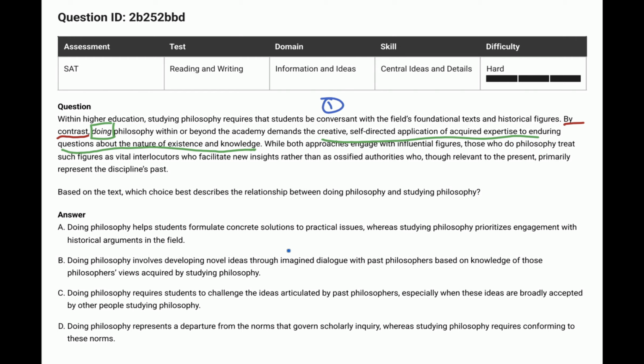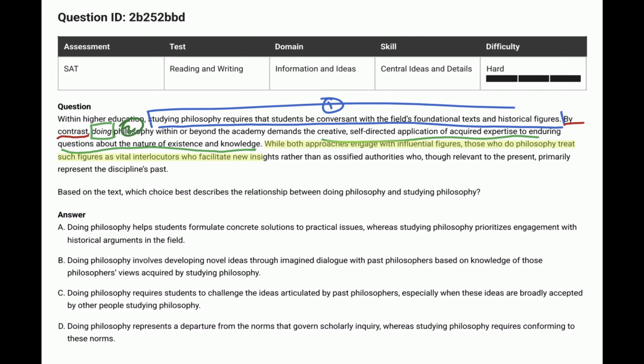We're getting approach 1, and we have approach 2, and a statement about them. While both approaches engage with influential figures, those who do philosophy treat such figures as vital interlocutors who facilitate new insights rather than as ossified authorities who, though relevant to the present, primarily represent the discipline's past. Interesting. What are we doing with this? Again, remember, you're trying to understand what you're going to do with this information.